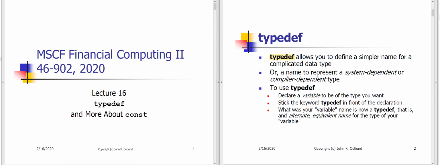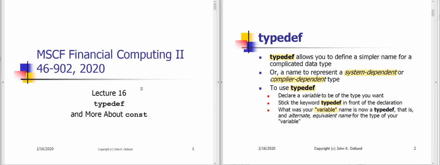Now, what the word typedef does is to allow you to define a simpler name for some other data type. One particular use of typedef is to define a name for some kind of system or compiler dependent value. Using typedef is fairly straightforward. What you do is to declare a variable that is of the data type that you want to create your own type name for. Then you simply stick the word typedef in front of that variable declaration, and now what used to be a variable name is a data type name. It's an equivalent name for the data type that the variable is declared to have.